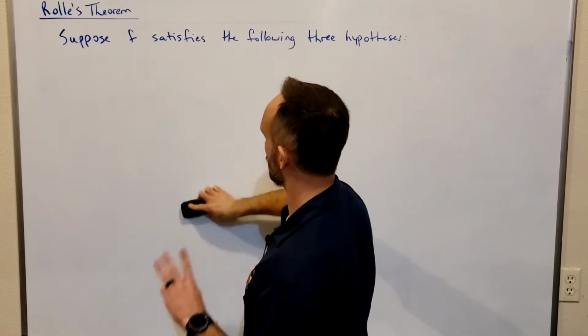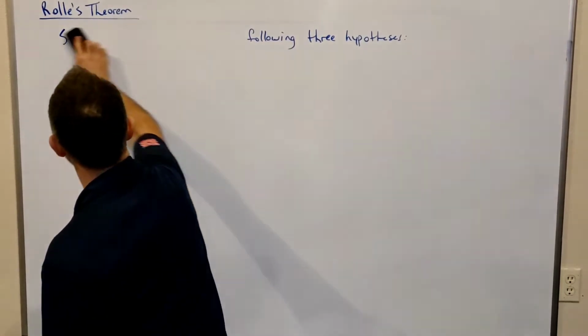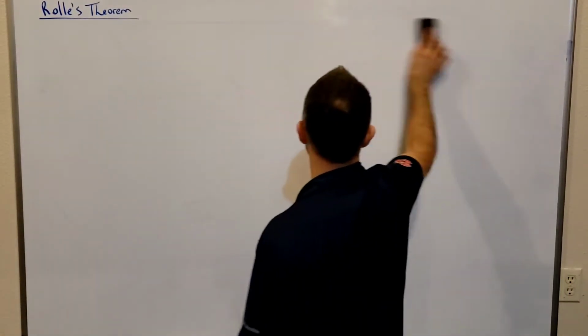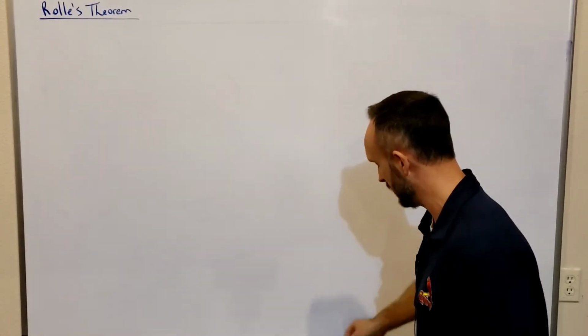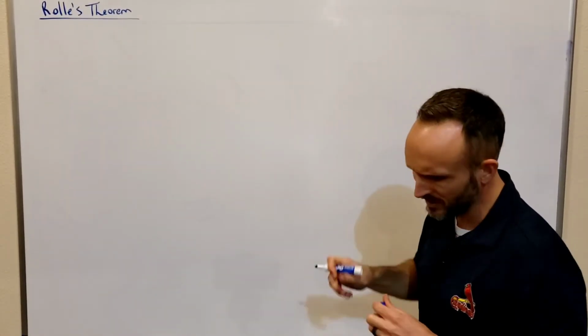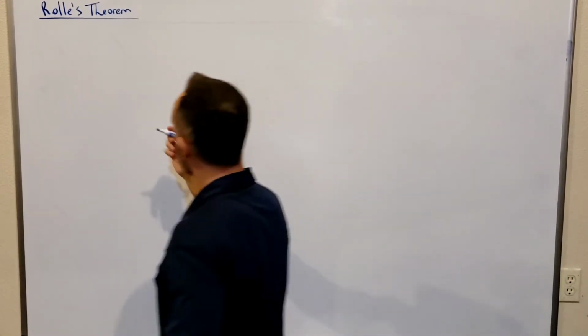Remember, Rolle's theorem has three hypotheses. If you look at the mean value theorem, it's a bit more general. It only has two hypotheses, so that'll be a different video. But let's say we have this example.